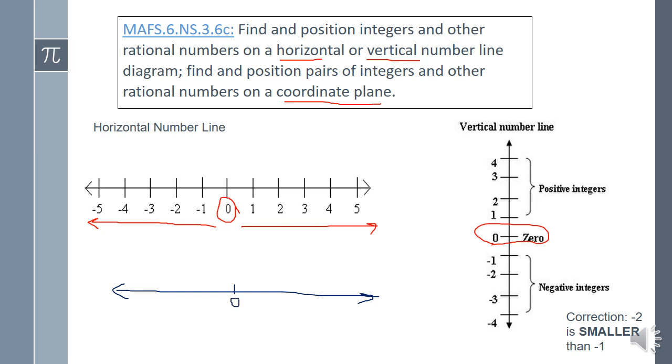And if we were to take a vertical number line and just shift it over and place it right through that 0, we now have our coordinate plane. And that's what we're going to get into now. You should be familiar with a coordinate plane, but just in case we need a refresher, we're going to do a refresher really quickly and then move into today's standard.